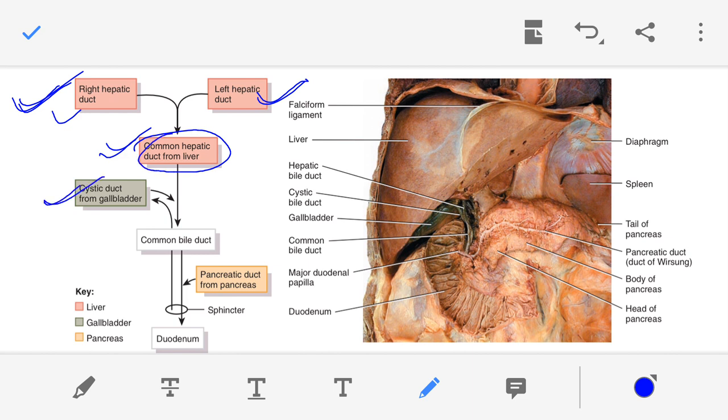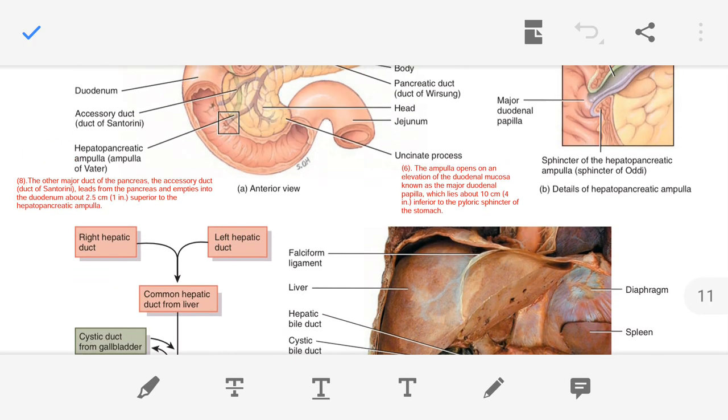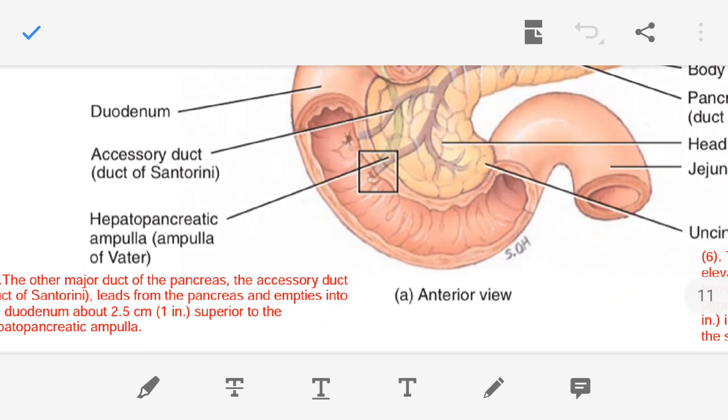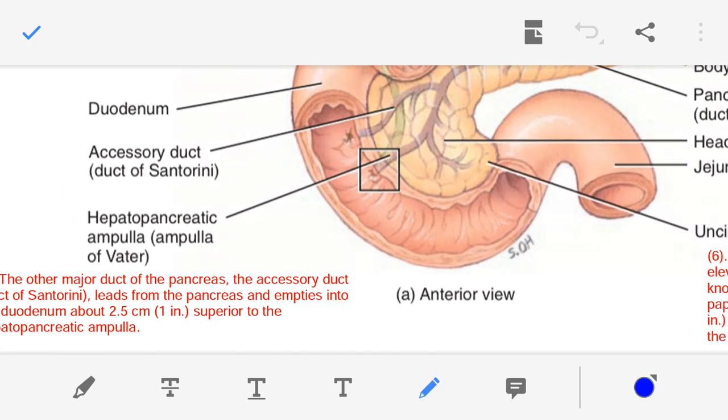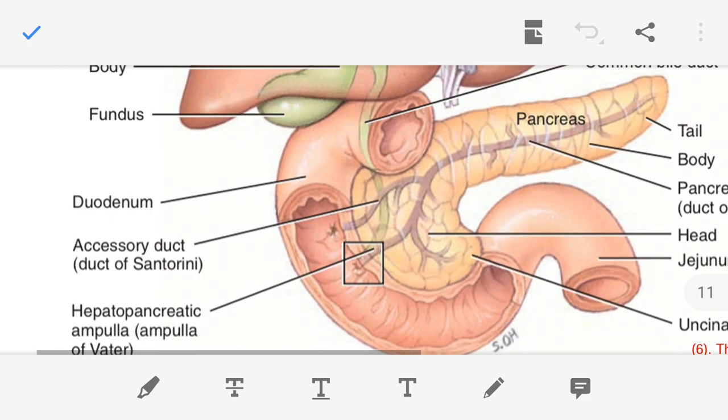The cystic duct from the gallbladder is opening, so there is a formation of the common bile duct, and into this common bile duct the pancreatic duct is opening. So a small bulge-like ampulla is formed, and this ampulla is opening into the duodenum. This ampulla is known as the hepatopancreatic ampulla or the ampulla of Vater.